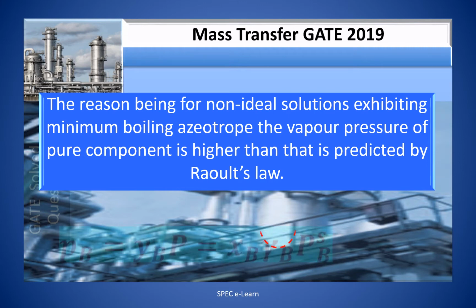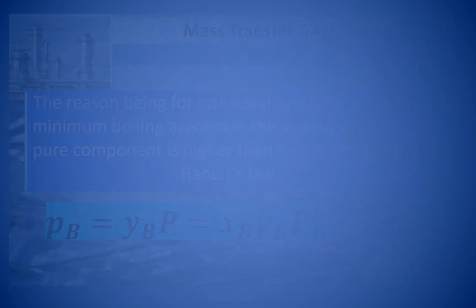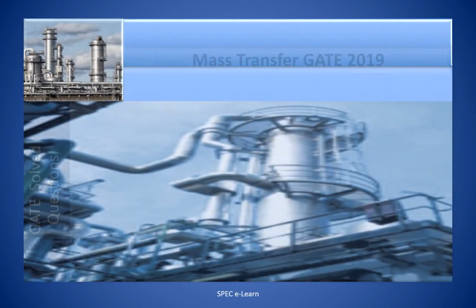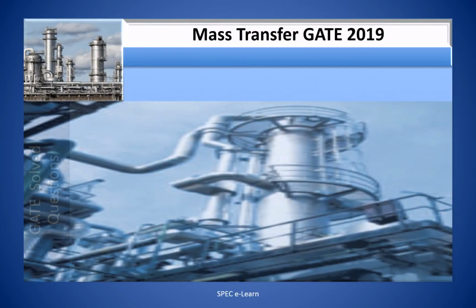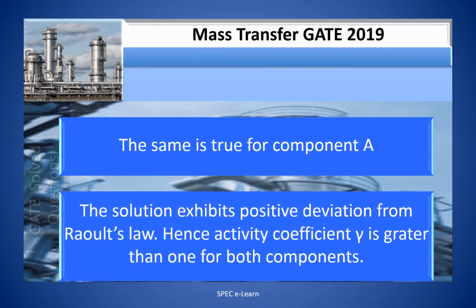So in the expression PB equal to YB into P equal to XB into gamma B into PSB, the gamma B is greater than 1. The same is true for component A. The solution exhibits positive deviation from Raoult's law. Hence, activity coefficient gamma is greater than 1 for both the components.